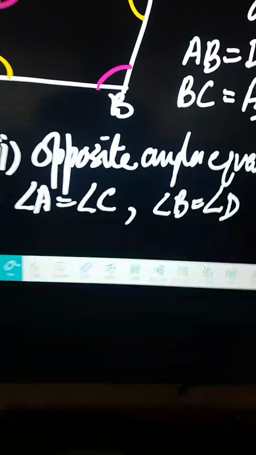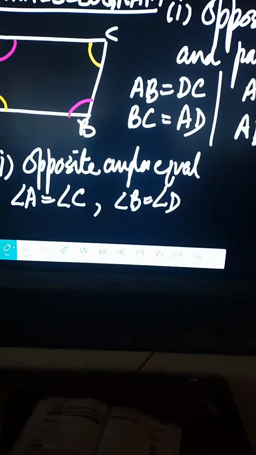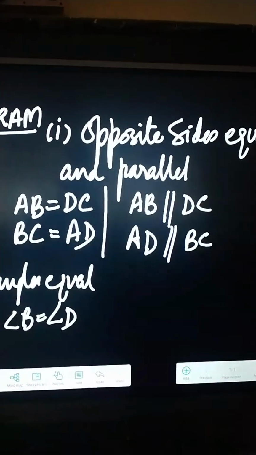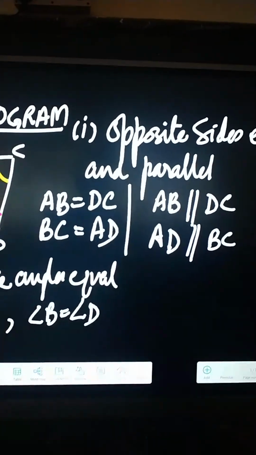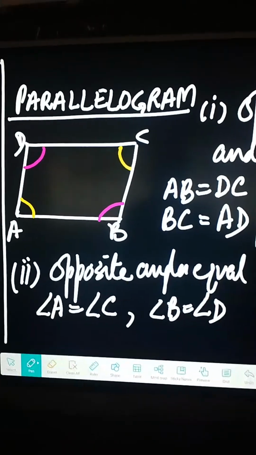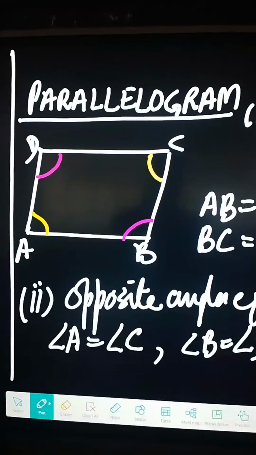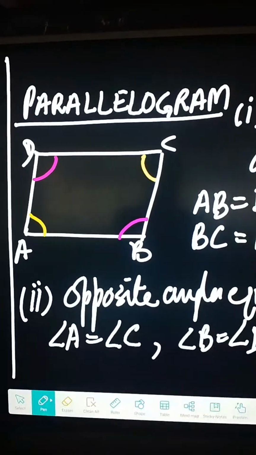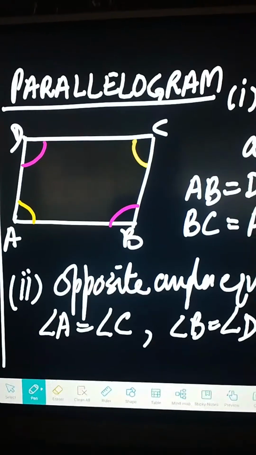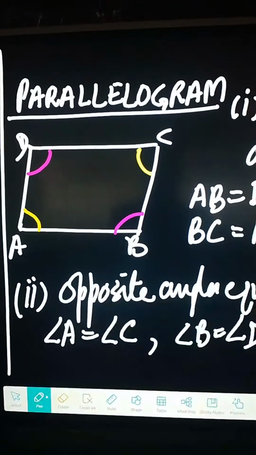This is the next property, the angle property of a parallelogram. First was the side equal and side parallel property, and now it is the angle equal property. So opposite angles are equal. Angle A is equal to angle C, angle B is equal to angle D. They are equal. Then in a parallelogram, another important property is the diagonal.